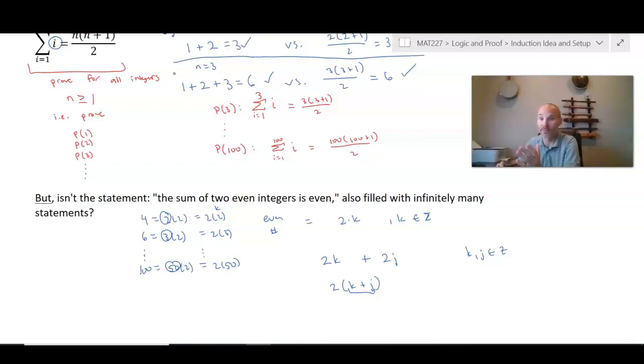Now, the method that we use is called the method of induction, and we'll see how that works in the next video.